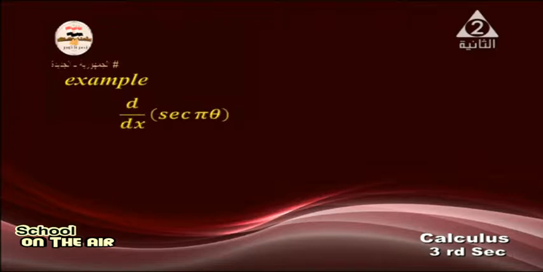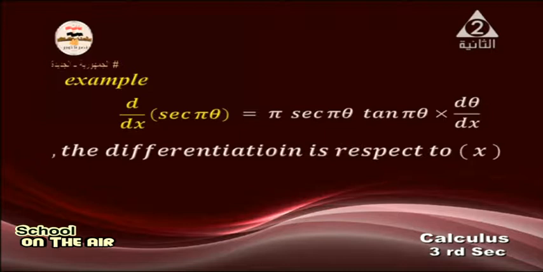What about the derivative of sec θ with respect to the variable x? The differentiation is with respect to x. Then the derivative of sec θ is sec θ tan θ multiplied by the derivative of the angle. What is the angle? The angle is θ. The derivative of θ with respect to the variable x is dθ/dx.